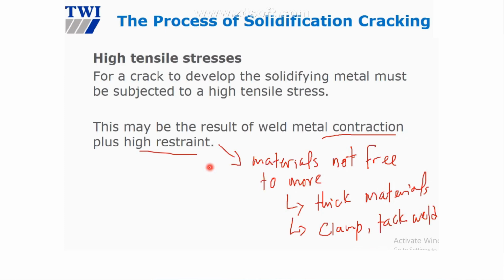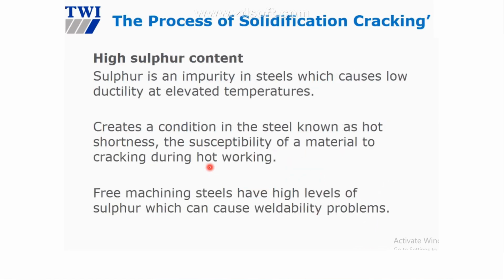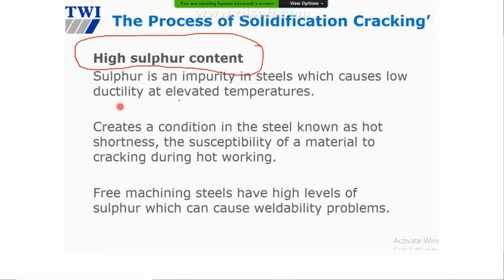All right, we move to the next slide. Remember the sulfur here. Sulfur is an impurity in steel which causes low ductility at elevated temperature. Elevated means high temperature. It creates a condition in steel known as hot shortness, making the material susceptible to cracking during hot working. Free machining steel has a high level of sulfur, which can cause weldability problems.